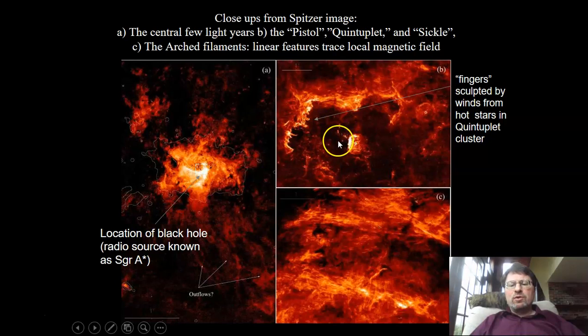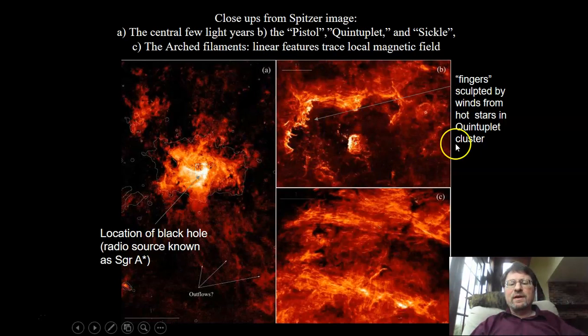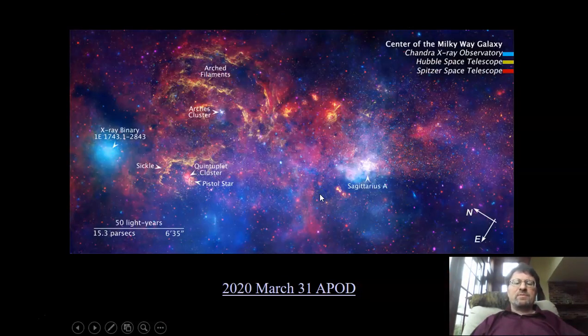Over here, you see the sickle and little fingers that point out that are being sculpted by nearby bright, newly formed, presumably, stars. And their stellar winds and radiations are pushing outward on that surrounding nebula and forming that boundary with those little fingers within it. Perhaps at the tips of some of those fingers, new stars will form. And you also see these filaments as well. Here in the lower right, you see those arched filaments that are presumably following the local magnetic field. So there again is the composite image of all of these things.